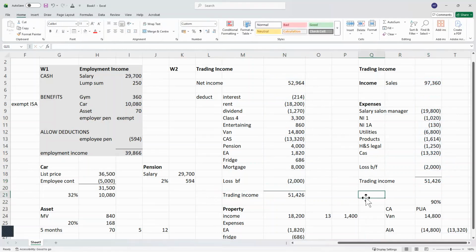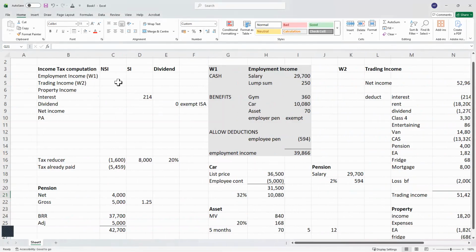And as we said at the beginning of the class, you would only use one of these methods in the exam. I've just talked through both here so you can see how both methods would work. And we've now calculated our trading income, and this will feed into the income tax computation over here.